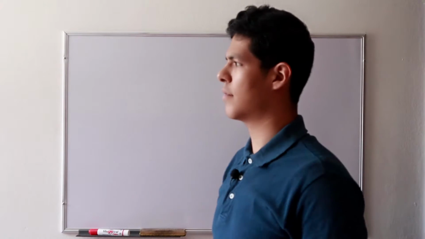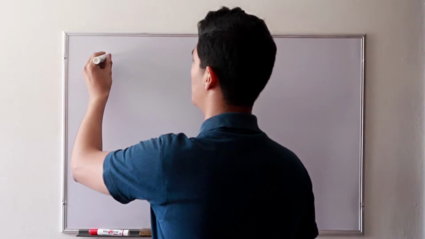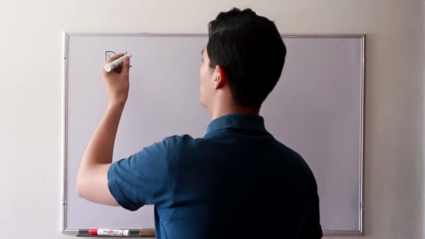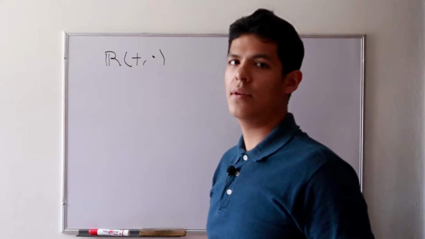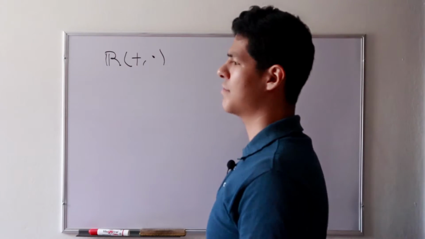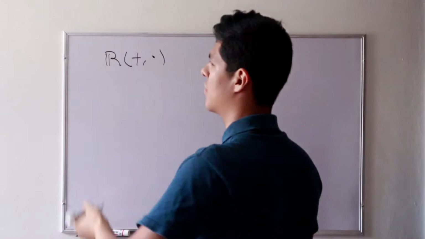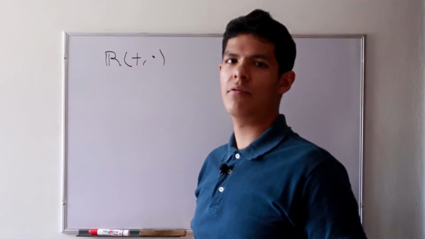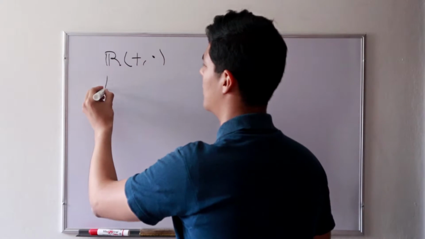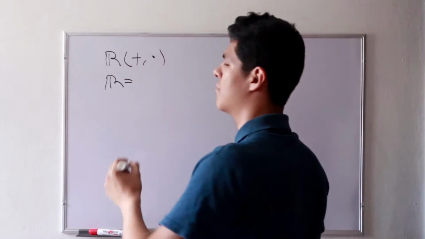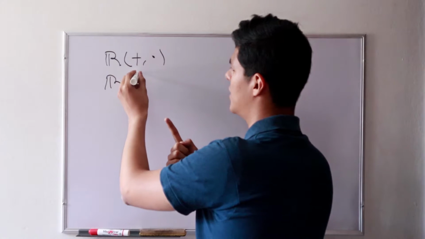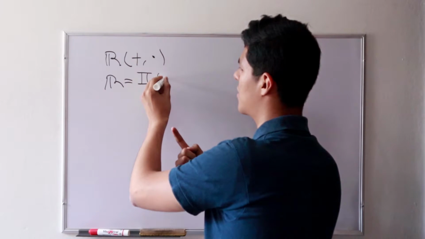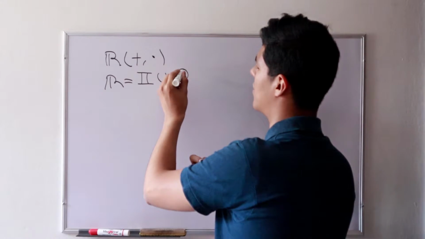So let's get started. We will be working on the real numbers with the operations of addition and product. So one question is, what are the reals? What are the real numbers? It is the union of these two sets. The first is the irrationals and the second is the rationals.